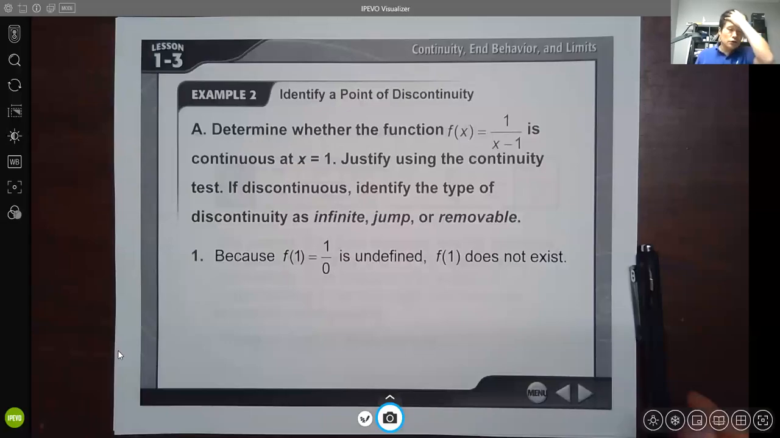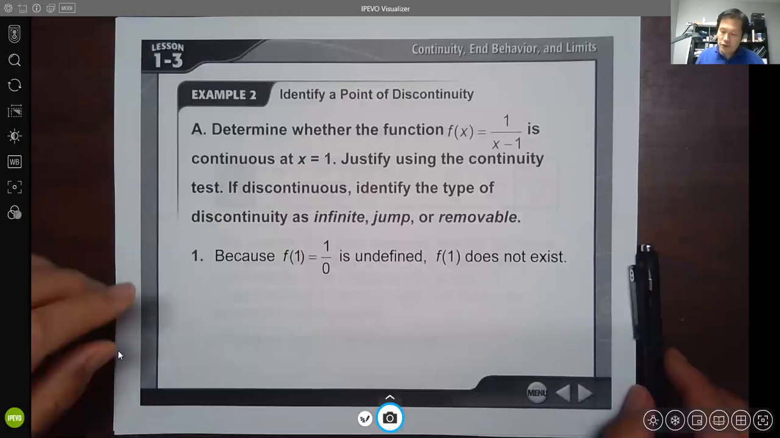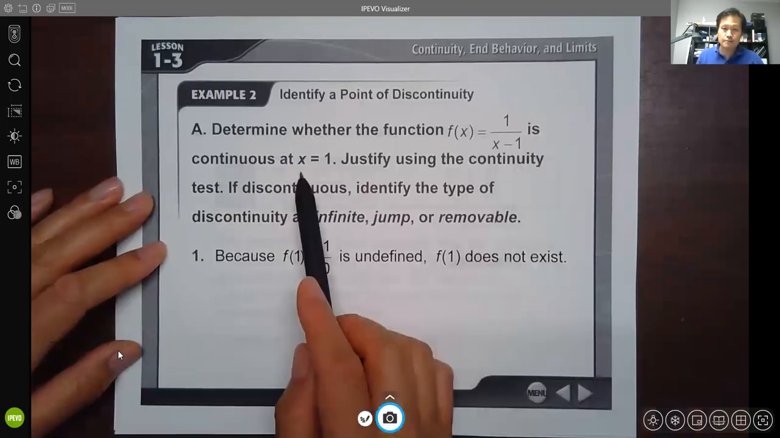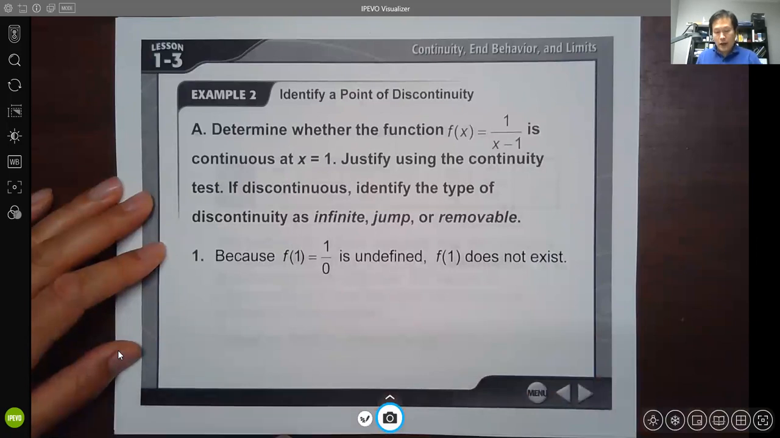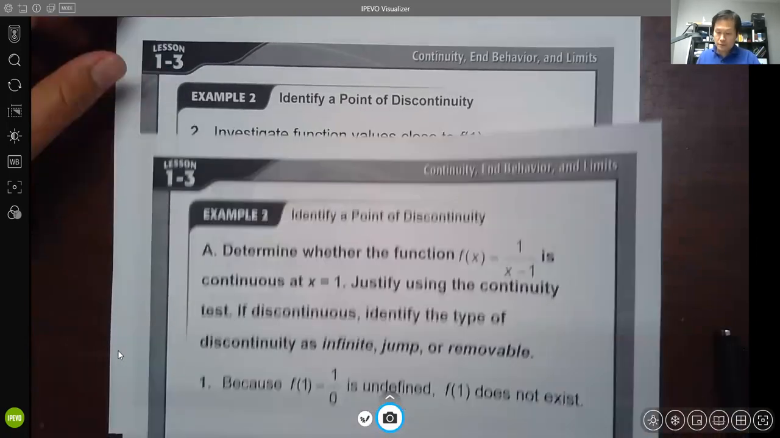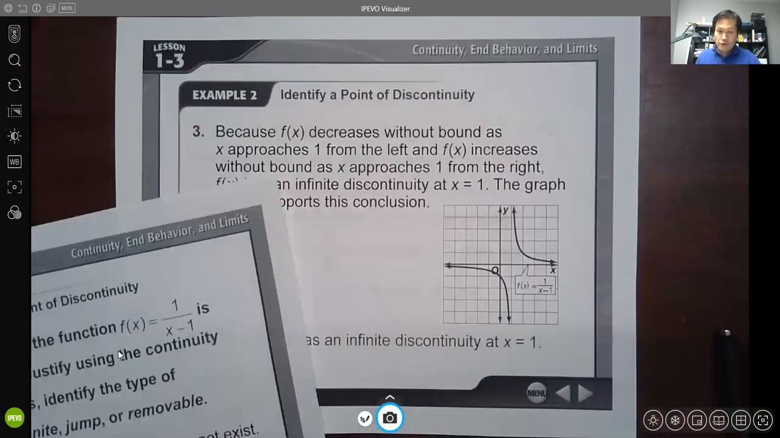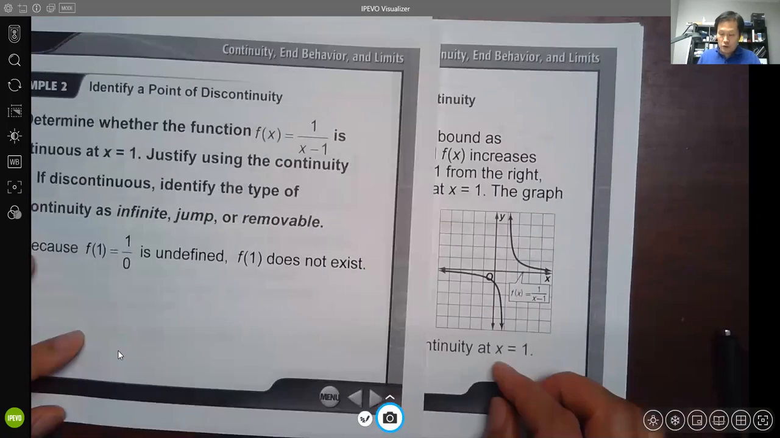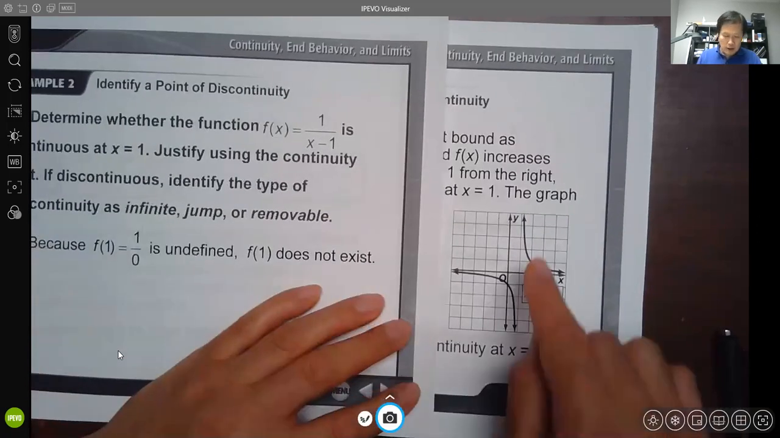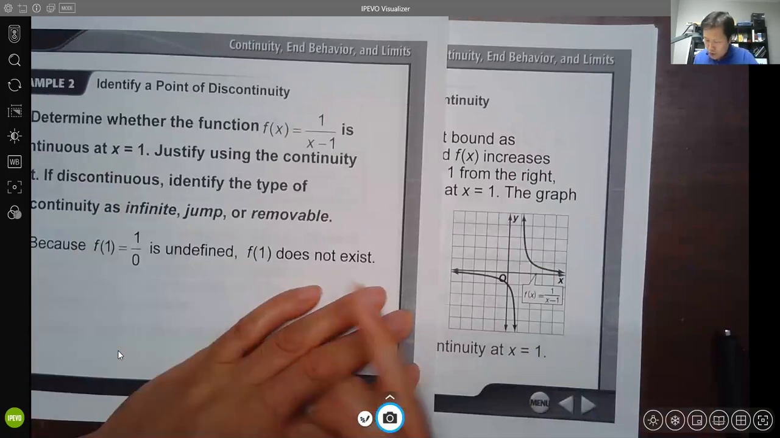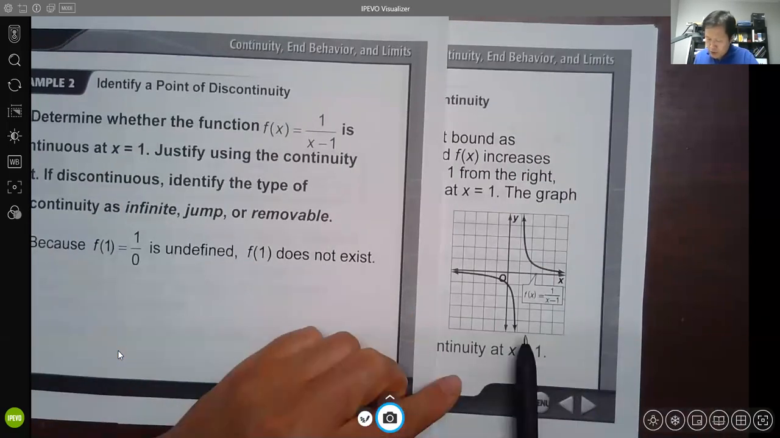Okay, example 2. Determine whether this function is continuous at x equal to 1. If I were you, I would graph it first. If you graph it using a graphing calculator or computer, you get a graph something like this. And the question was at x equal to 1. When I look at x equal to 1, it is somewhere over here.